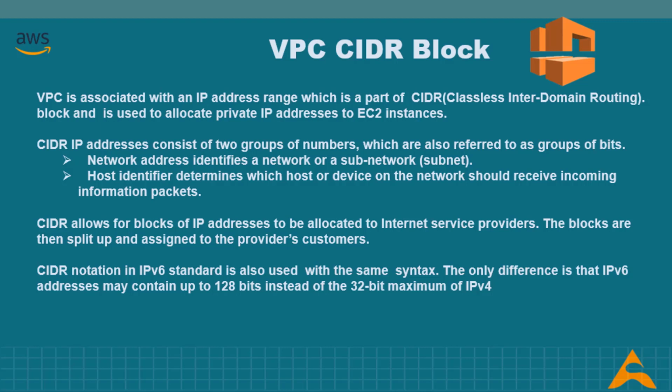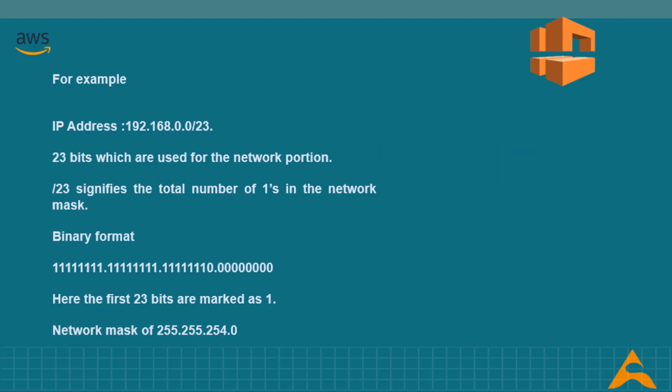For example, let's take an IP address, say 192.168.0.0/23. This specifies that 23 bits are used for the network portion. Here the first 23 bits are marked as 1. It would be equivalent to a network mask of 255.255.254.0. Now how do we calculate this network mask?